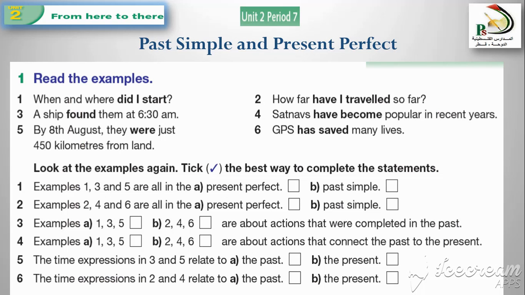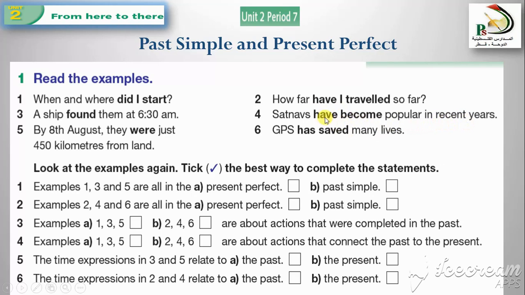In the video, let's continue with the exercises about past simple and present perfect on unit number 2, period number 7. Read the examples. When and where did I start? Which tense? How far have I traveled so far? So far, until now. A ship found them at 6:30 a.m. Found. Smartphones have become popular in recent years.